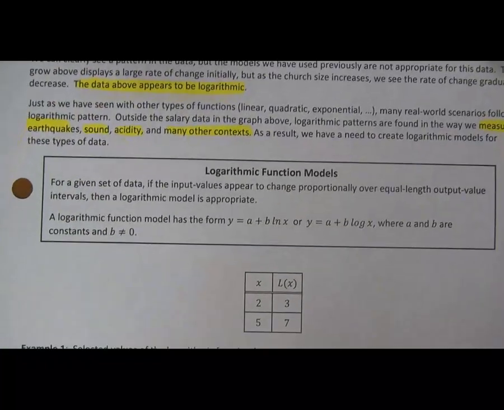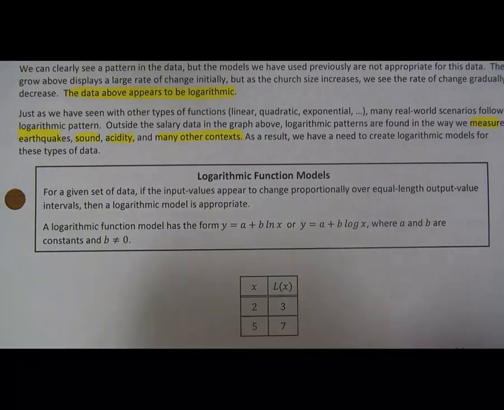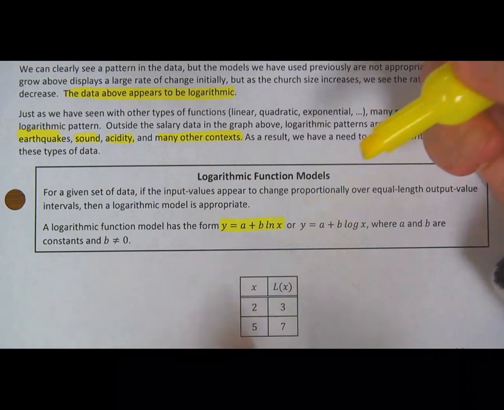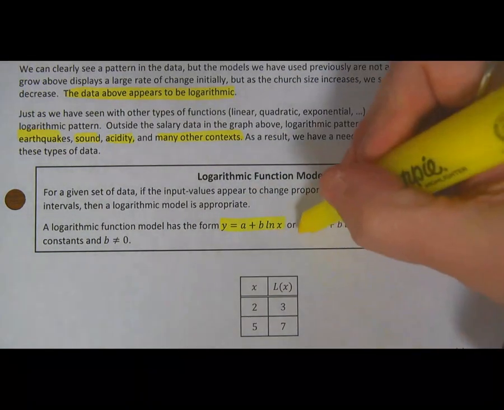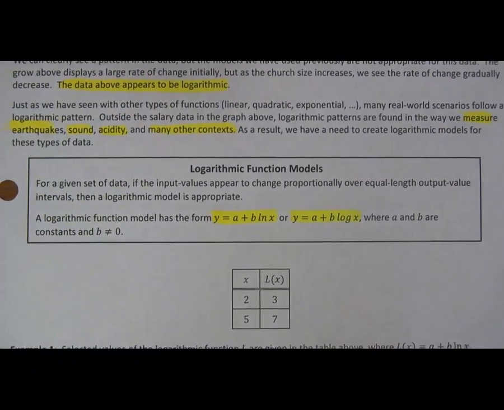In this box here, really the most pertinent information that we're going to use on example 1 is a logarithmic function model has the form y equals a plus b natural log x, or y equals a plus b common log x, where a and b are constants.